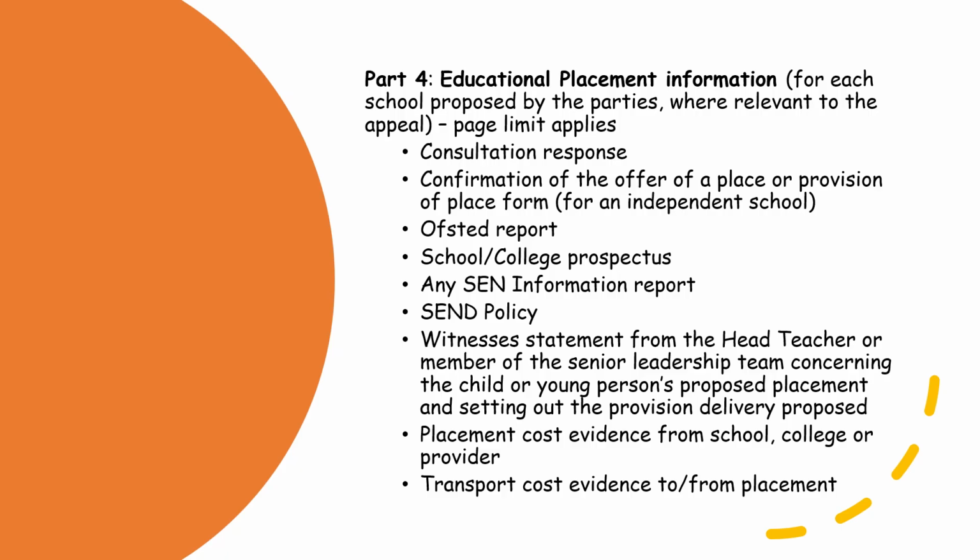Part 4 of the SEND Tribunal Bundle is about the educational placement information, and this is for each school that's proposed by the parties where relevant to the appeal, and remember a page limit applies. So this might have a consultation response, a confirmation of the offer of placement or a provision of placement form if it's an independent school, an Ofsted report or a school or college prospectus, any SEND information report or a SEND policy, a witness statement from the head teacher or member of the senior leadership team concerning the child or young person's proposed placement and setting out the provision delivered, placement cost evidence from the school or college or provider, and transport cost evidence.